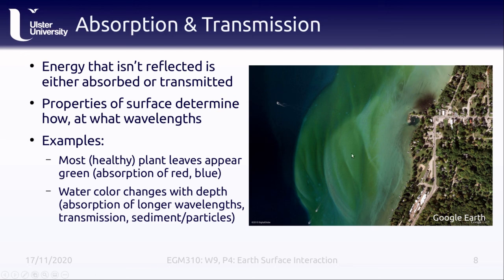Scattering by suspended sediments and other particles in the water also plays a role. Because most of the light that is transmitted into the water column is preferentially at shorter wavelengths, the light scattered back appears more green and blue, depending again on the depth.